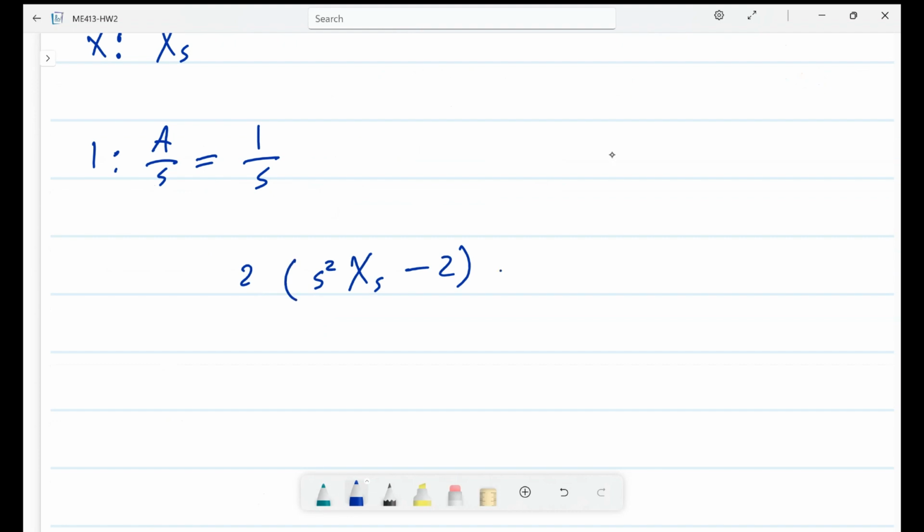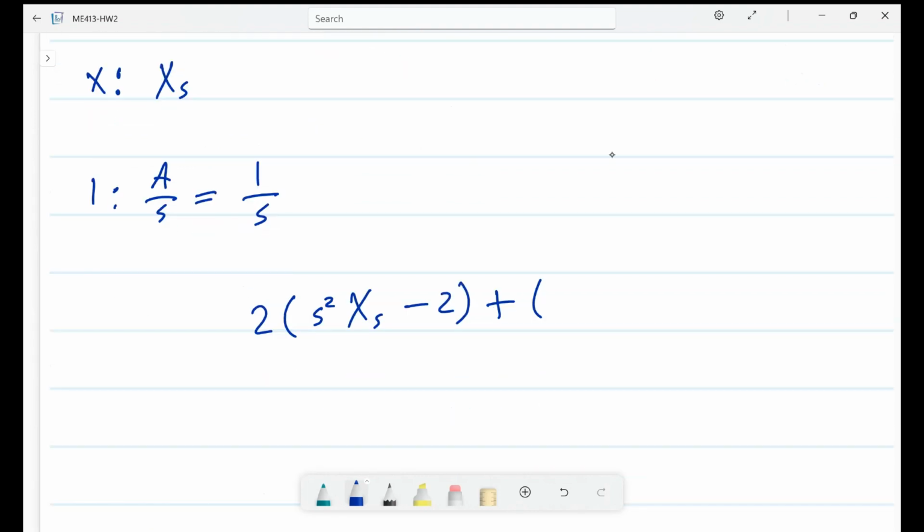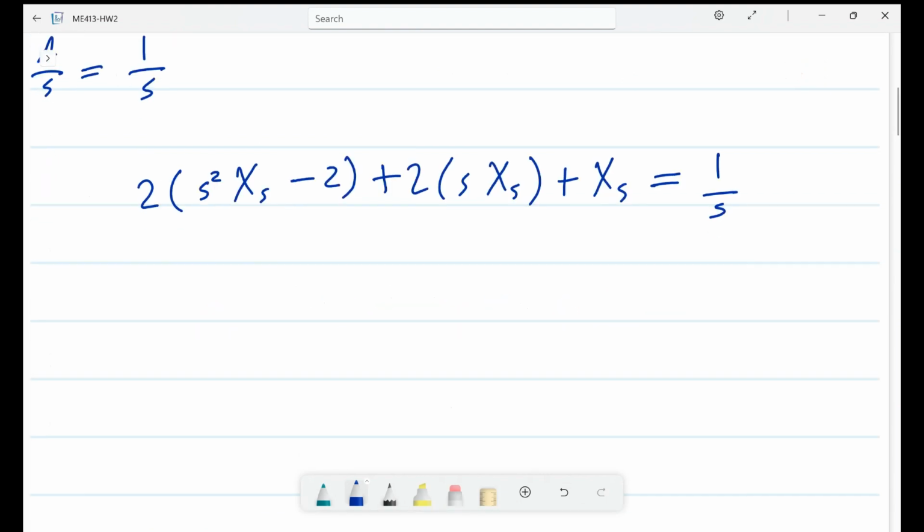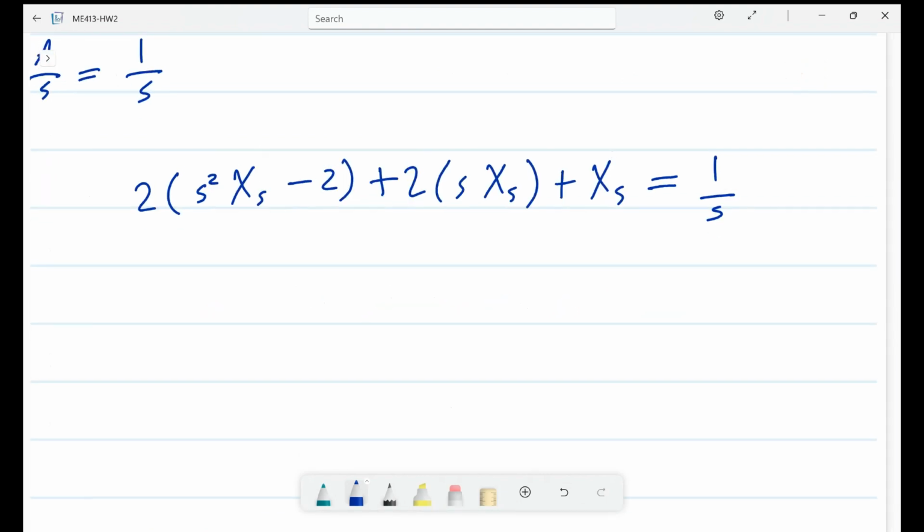So we'll have 2 multiplied by s squared X(s) minus 1, plus 2 s X(s), plus X(s) equal 1 over s. Okay, so let us simplify this more. It will be 2s squared X(s) minus 2, plus 2s X(s), plus X(s) equal 1 over s.